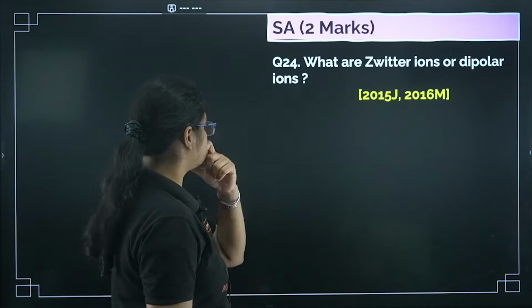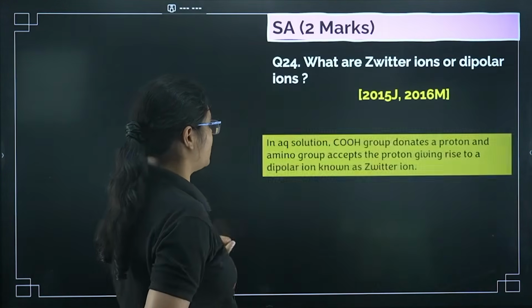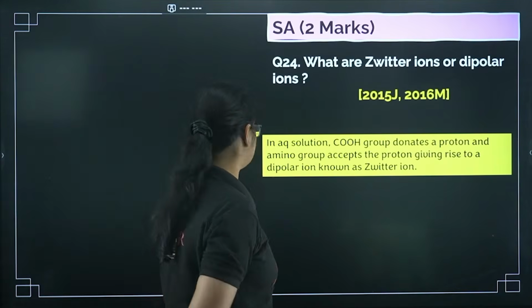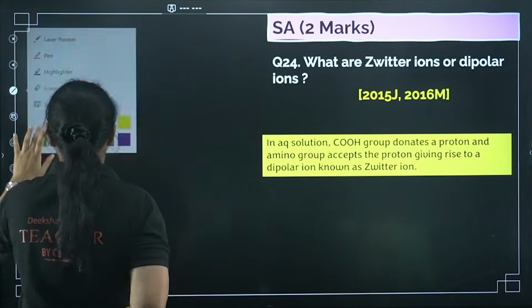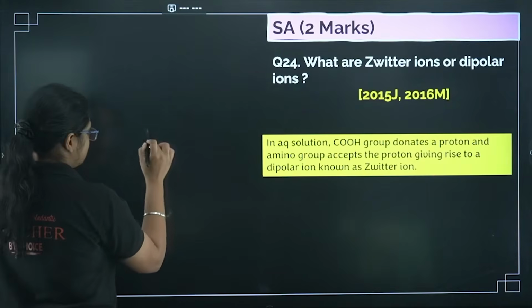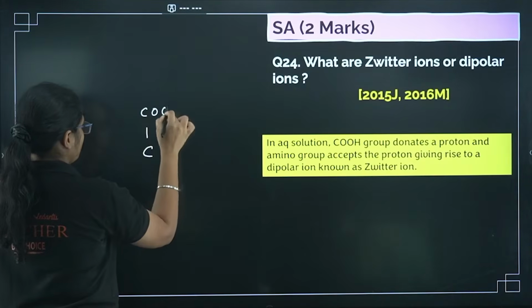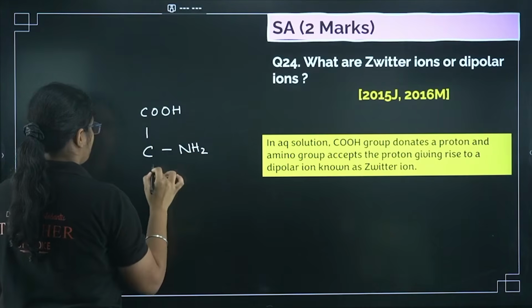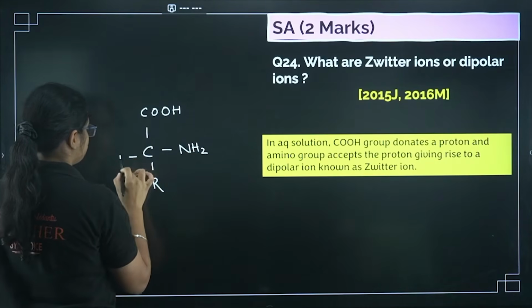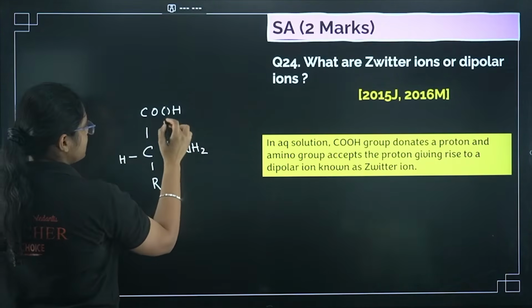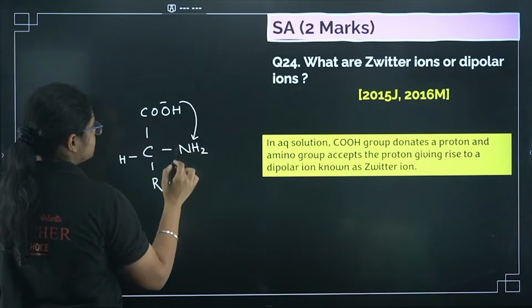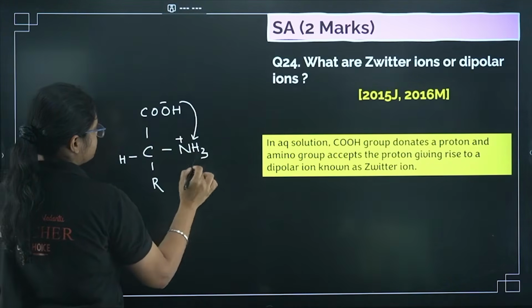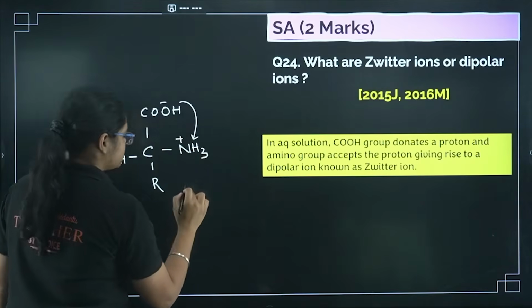Next, question number 24, what are Zwitter ions or dipolar ions? If you know the structure of the amino acid, you have a central C, with COOH, NH2, R and H. Now the COOH group donates the H plus, and we get COO minus and NH3 plus. So what is the structure formed here?